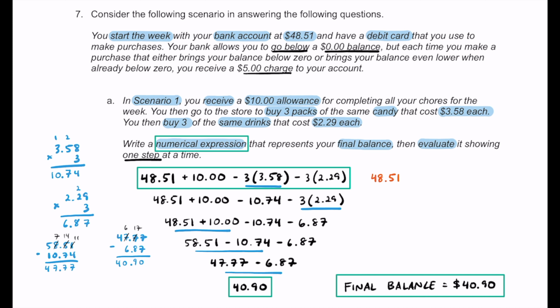Another way you could have written this expression, but might have been a little bit trickier to understand, is because you're buying 3 of the candies and 3 of the drinks, you could add the 2 amounts of money you had to begin with together and take away 3 times this 3.58 plus this 2.29. So if you add the cost of the snacks and the drinks together, and then multiply that by 3, that might save you a little bit of time as well. So this expression would have been also valid if you wanted to try this as well.